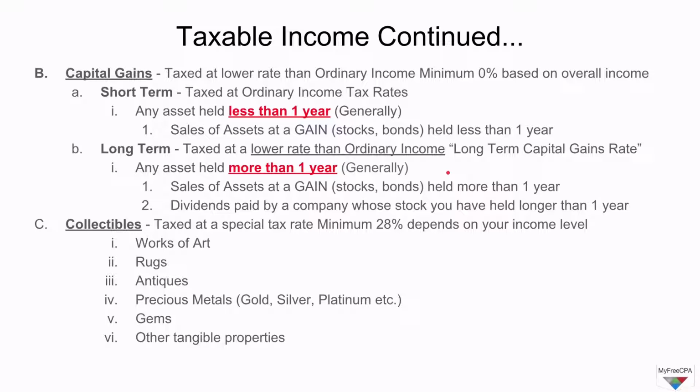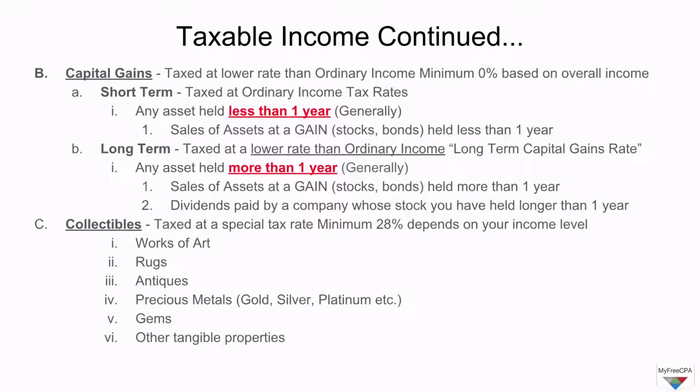Taxable income continued. Capital gains, right? Capital gains are non-earned income, right? So income you got from selling an asset, things you didn't work for. But there are two things, right? There are short-term and there are long-term capital gains, right? Short-term, long-term. Short-term capital gains are from any assets held less than a year. And I say generally because there are special rules. Most don't apply to most people, so I'm not going to go over them here.